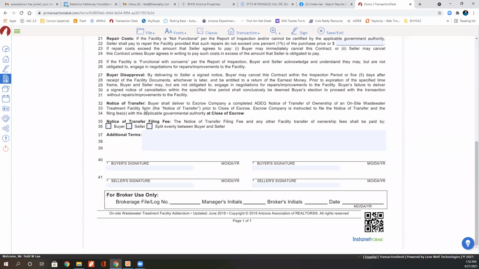In the past. Yeah, I had in the past too, but what I found interesting is that it says the buyer shall deliver to escrow a notice of the completed ADEQ transfer form. So the buyer has to fill out the form and supply it, but then the seller would end up paying for it normally. Right. That was kind of what I saw. It was a lot of times with the seller, but it seems like if it was a buyer thing, it seems like the buyer should have been paying for it all along.